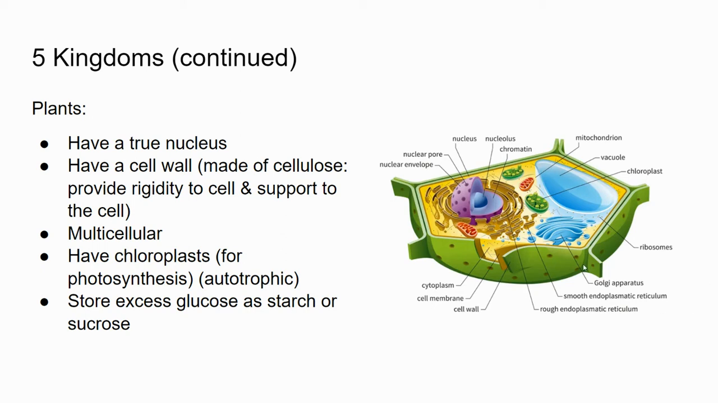It also has pores to allow water or molecules in and out. So the cell wall is essentially permeable. They are multicellular and they have chloroplasts. They use chloroplasts for photosynthesis, and this makes them autotrophic because they can produce their own energy through photosynthesis. And they store excess glucose as starch or sucrose.